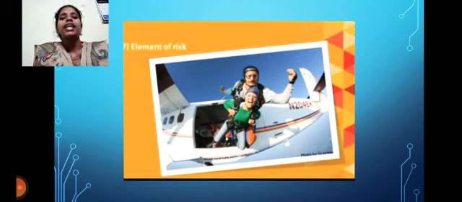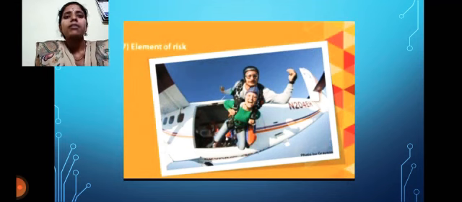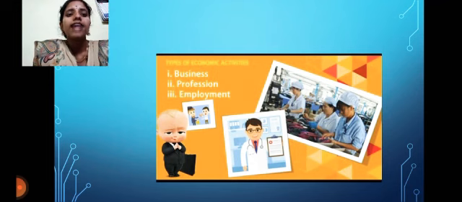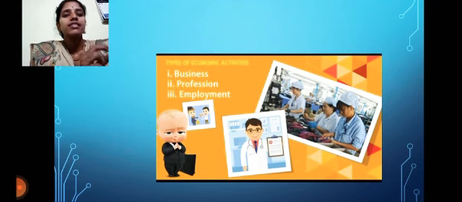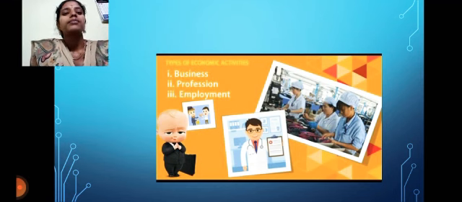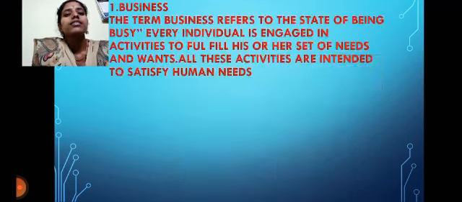Seventh one, element of risk. Every business has an element of risk. Without risk, there is no business. And the next topic is types of economic activities. First one, business. Second point, profession. And third, employment.